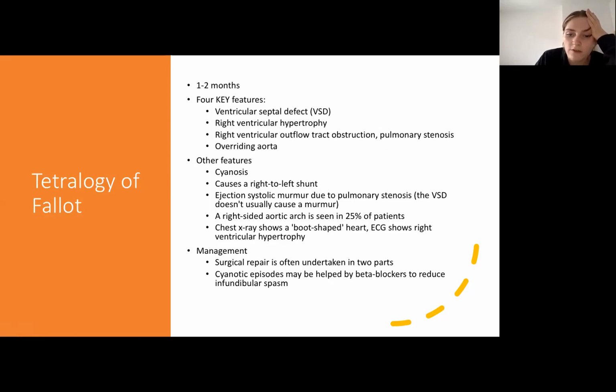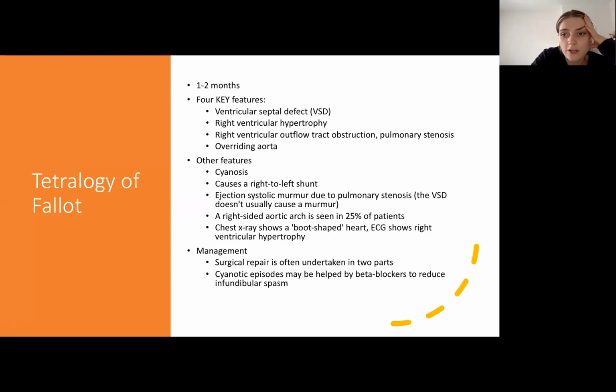Chest X-ray: a right-sided aortic arch is seen in 25% of these patients. Chest X-ray shows a boot-shaped heart. That's something to be aware of. ECG will show right ventricular hypertrophy, which can come as right axis deviation. So that's something for ECG interpretation. But yeah, right axis deviation is shown. It will happen in right ventricular hypertrophy.